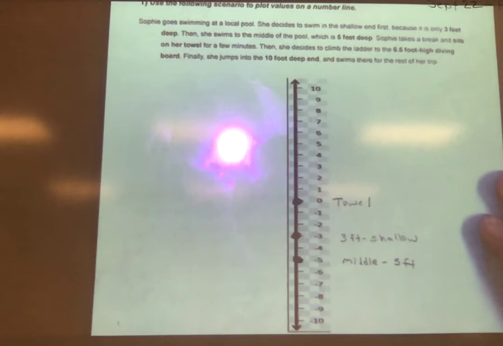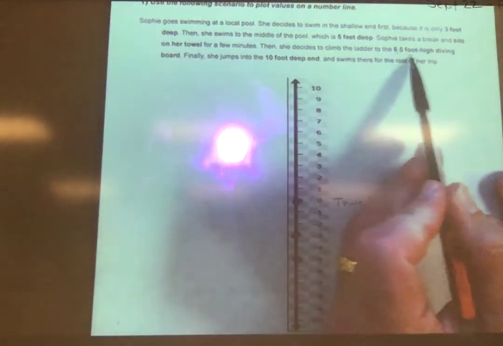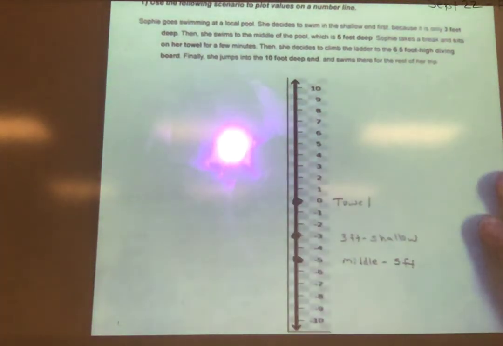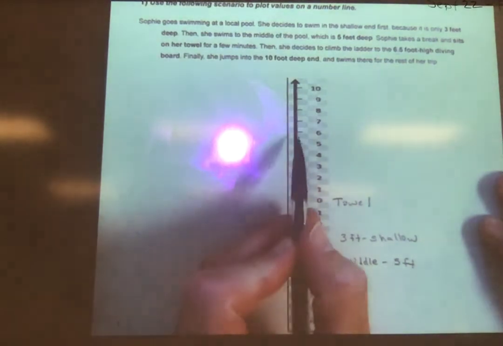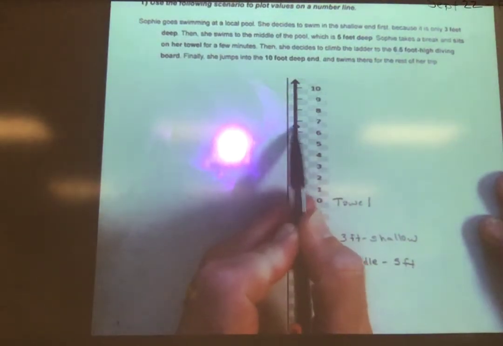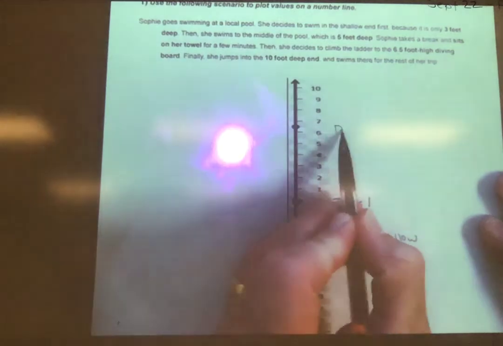Then she decides after that she's going to climb a ladder to the 6 5/10 foot high diving area. So now she's above the ground on the diving board. So 6.5, so she's between 6 and 7. I'm going to label it right there, and she's on the diving board.